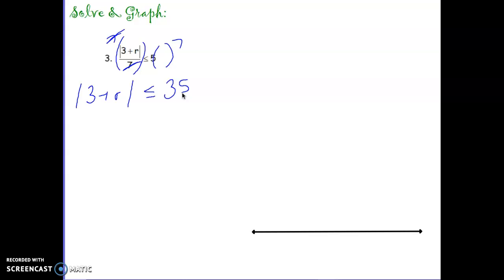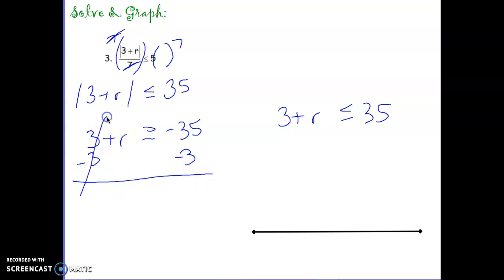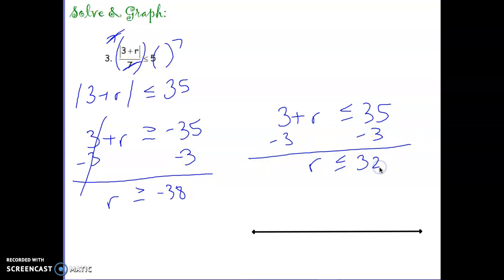Okay, now remember how we did this. The positive one doesn't change. 3 plus r is less than or equal to 35. The negative one, you have to remember to flip the sign because we're shading on the opposite side. So to solve it, I'm going to subtract 3 on both sides. r is greater than or equal to -38. Subtracting 3 on this side, r is less than or equal to 32.